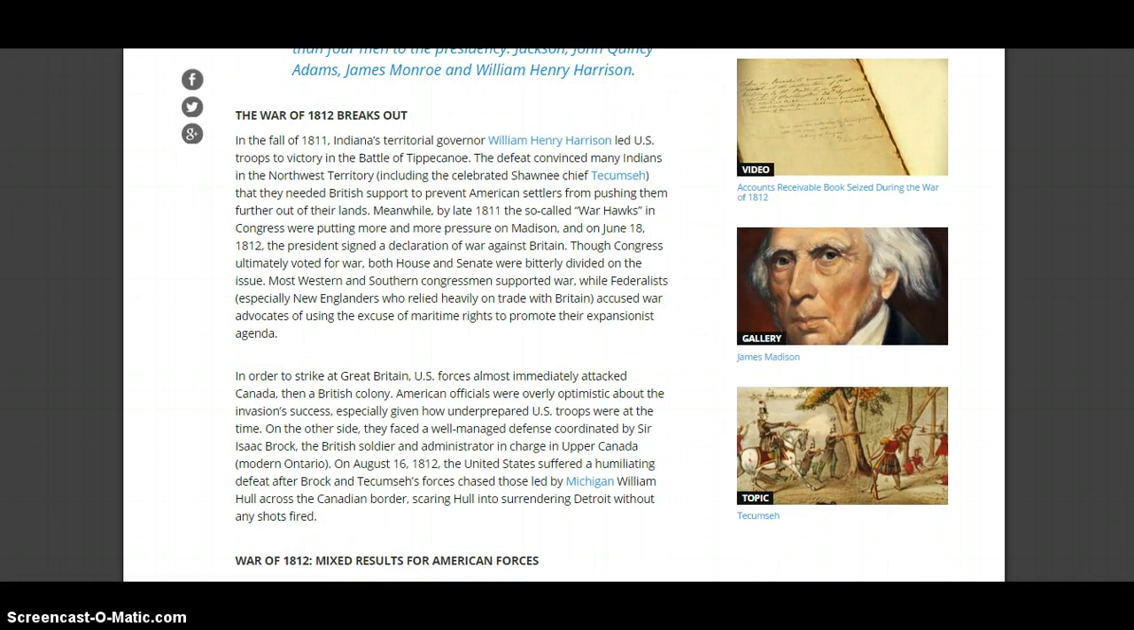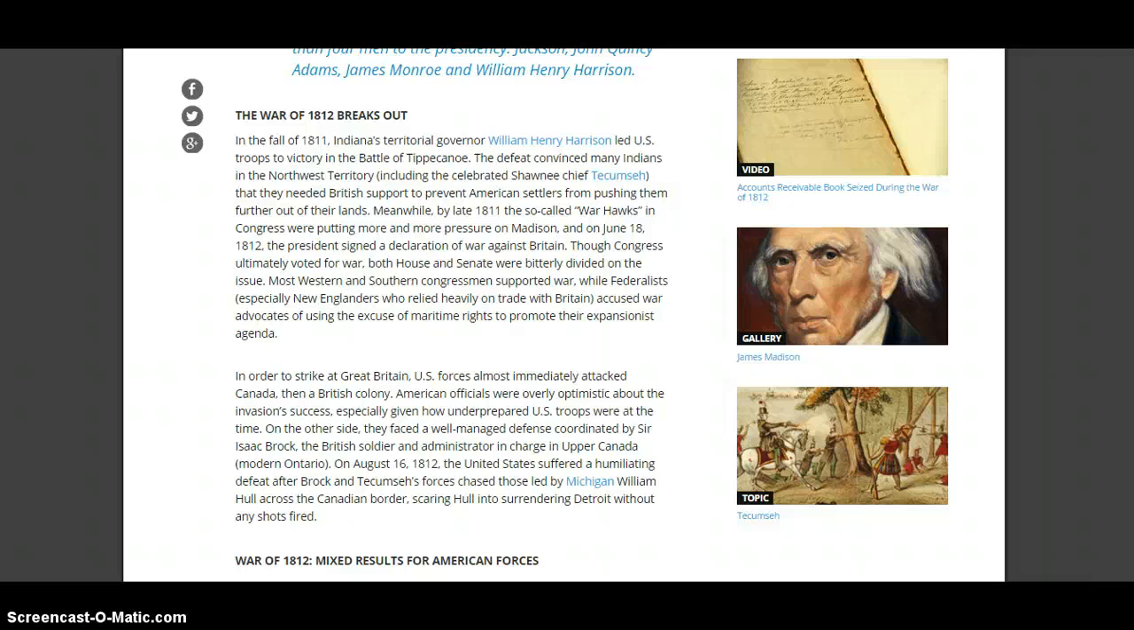The War of 1812 breaks out. In the fall of 1811, Indiana's territorial governor, William Henry Harrison, led United States troops to victory in the Battle of Tippecanoe. The defeat convinced many Americans in the Northwest Territory, including the celebrated Shawnee chief Tecumseh, that they needed British support to prevent American settlers from pushing them further out of their lands.